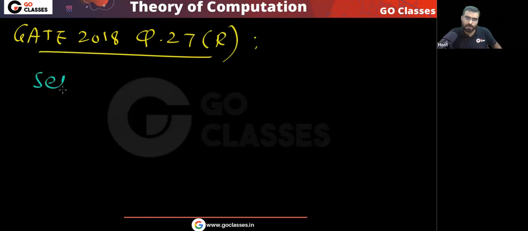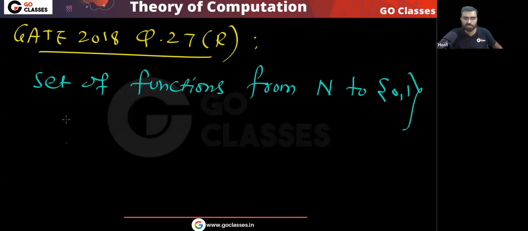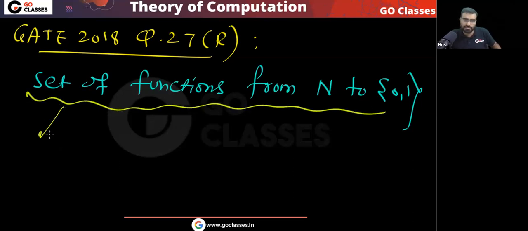What was the question? The question was: the set of functions from N to {0, 1} is uncountable. This set is uncountable. Did you understand this proof? Let me know. Your proof is actually very simple.